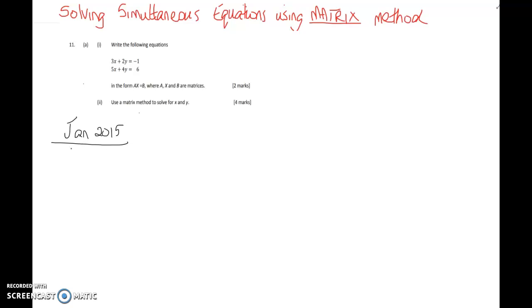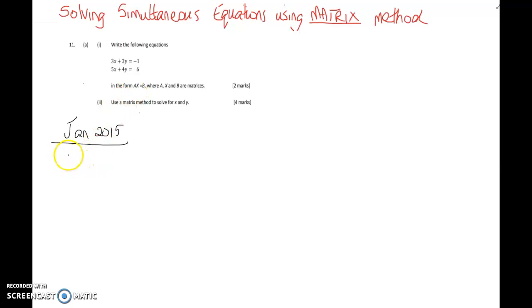So it says, write the following pair of simultaneous equations, 3x plus 2y equals negative 1, and 5x plus 4y equals 6, in the form AX equals B, where A, X, and B are matrices. Now, for simultaneous equations using a matrix method, we're going to have one matrix multiplied by (x, y) equals another matrix.